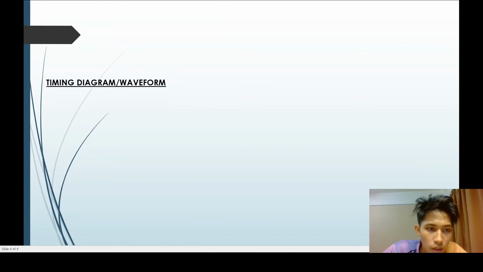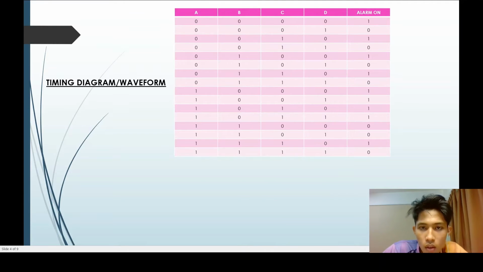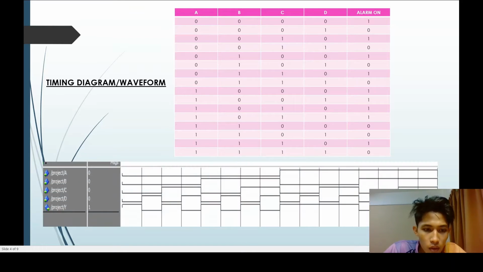So the next one is timing diagram or waveform. For the timing diagram, we need to know the truth table. So this is the truth table from the previous slide. For the first diagram, we can see that this is input A. For this timing diagram, when it steps down, it refers to 0, like this one. But if it's 1, it refers to the step up. So like this one, step up, step up.